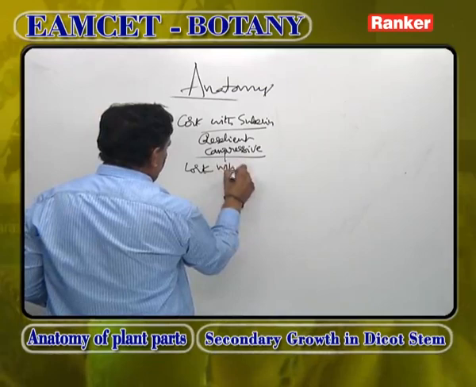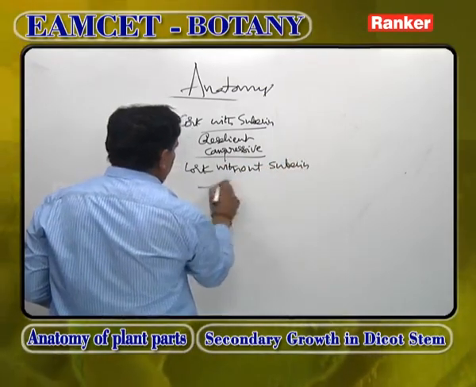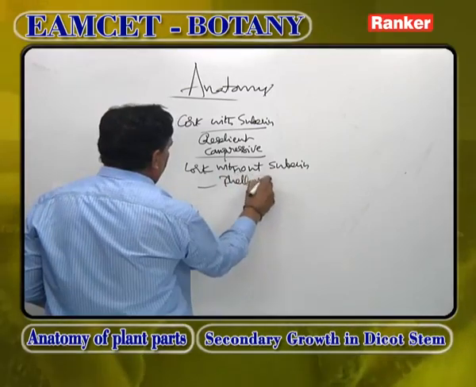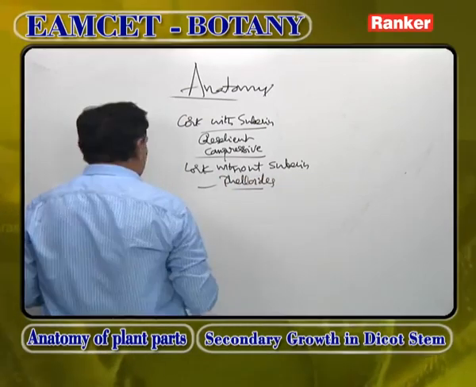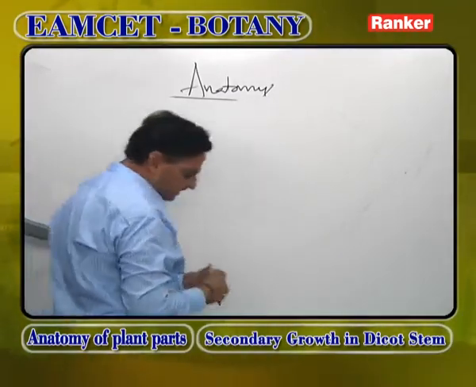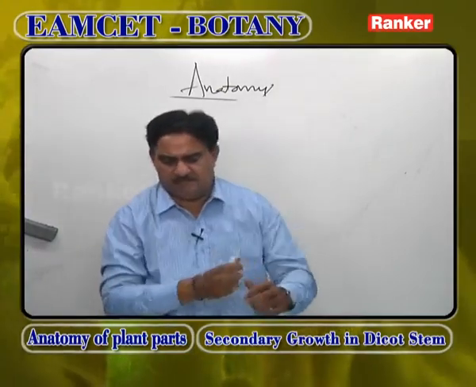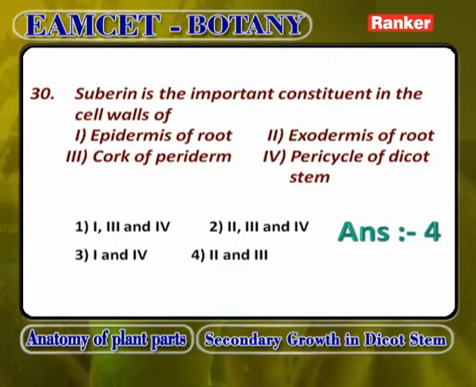Sometimes cork is not deposited with suberin. They are called phelloids. So, cork with suberin is found in the exodermis of the root and cork of periderm. Pericycle of dicot stem is sclerenchymatous. Epidermis of root absolutely does not contain suberin. So, suberin is present in the exodermis of root and cork of periderm. Both definitely show suberin.